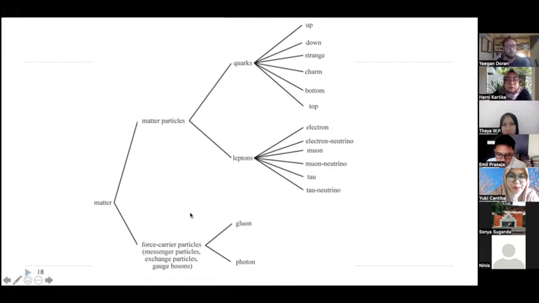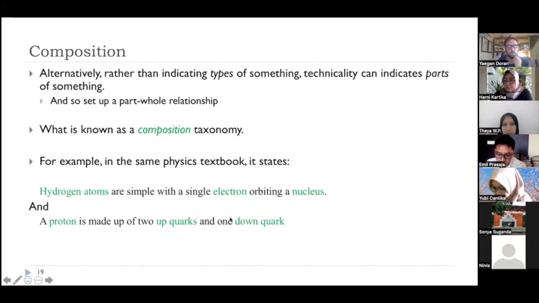This is one of the main ways in which technicality is built, through classification. When we're explaining terms to students, it helps to make explicit the types and subtypes like this so that they can see how they all interact. Alternatively, rather than type or subtype, technicality can indicate parts of something. And so set up a part-whole relation, what's known as a composition taxonomy. So not classification, but composition.